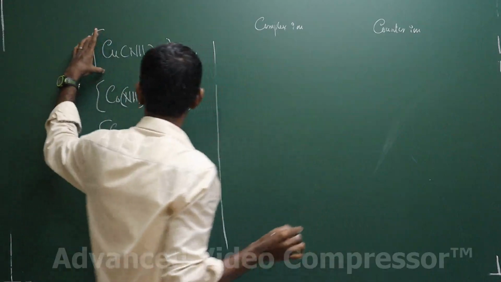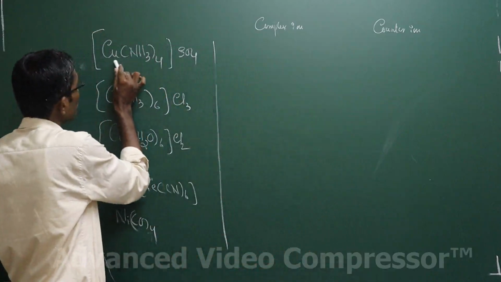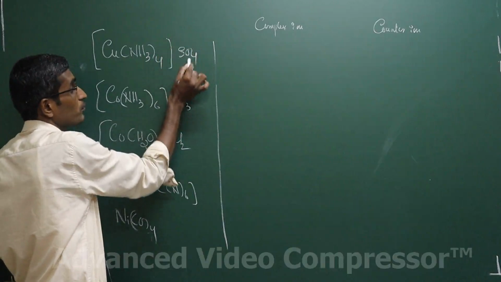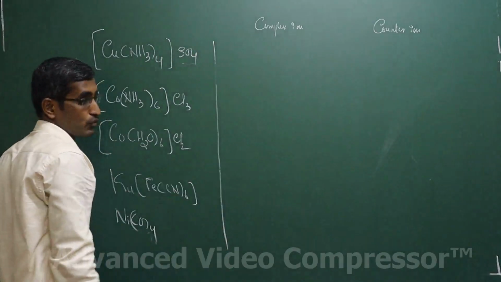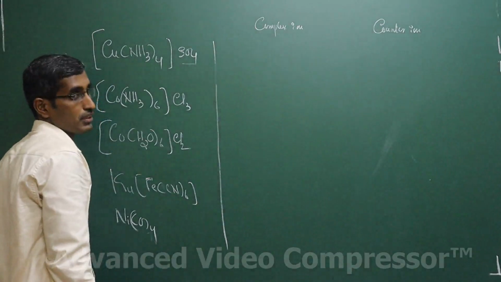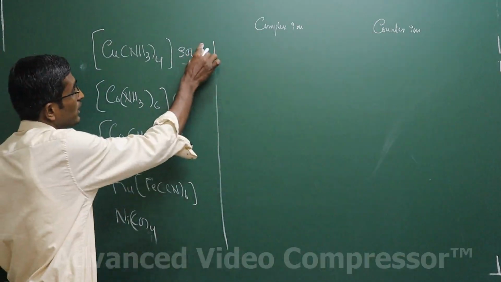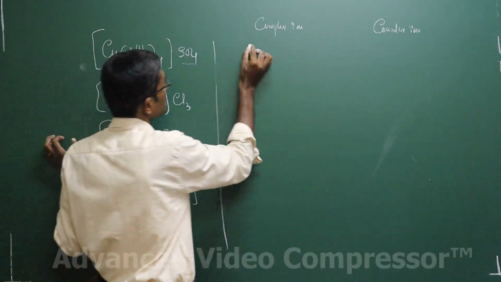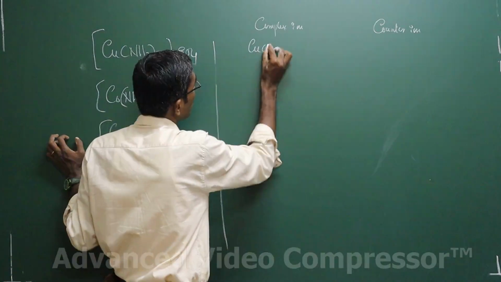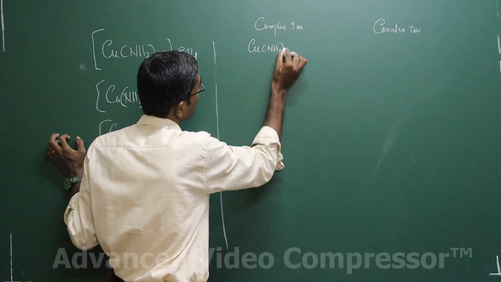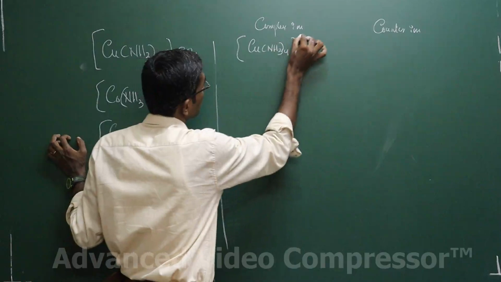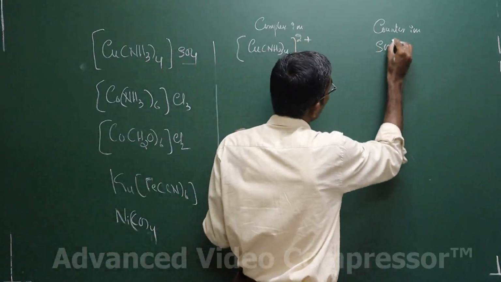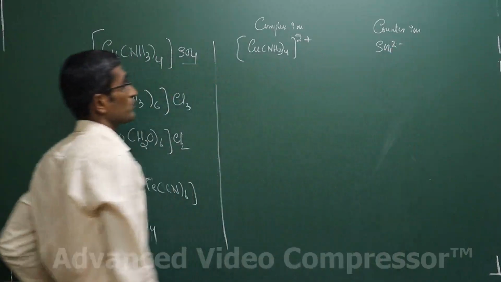So this one, for example, for [Cu(NH3)4] 2+ SO4 2-. It should be 2+, because that is the reason we have used SO4 2-. Otherwise we would have used something else, right? 2 negative charge it is having. That means the complex ion should be having a positive charge. So the complex ion is [Cu(NH3)4] 2+. This is the complex ion, and the counter ion here is SO4 2-. Very clear?